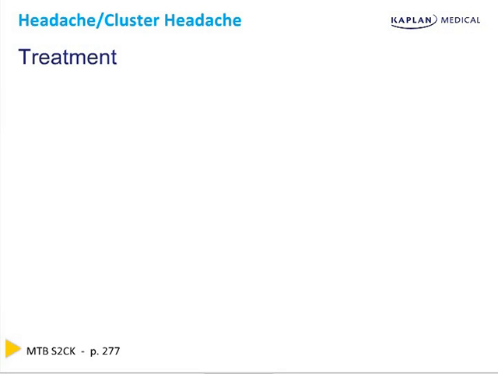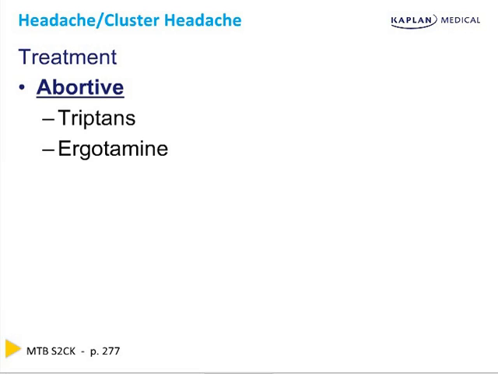The treatment for abortive therapy is largely the same as migraine with triptans and ergotamine. Now, there is one unique thing, which is that there is an equally effective therapy to triptans, which is 100% oxygen. It's equally effective, it's not better, and it's certainly much harder to obtain. They will not ask you to choose between these. They won't, because they're both effective. Triptans, ergotamine, and 100% oxygen. But which one is easier to get?